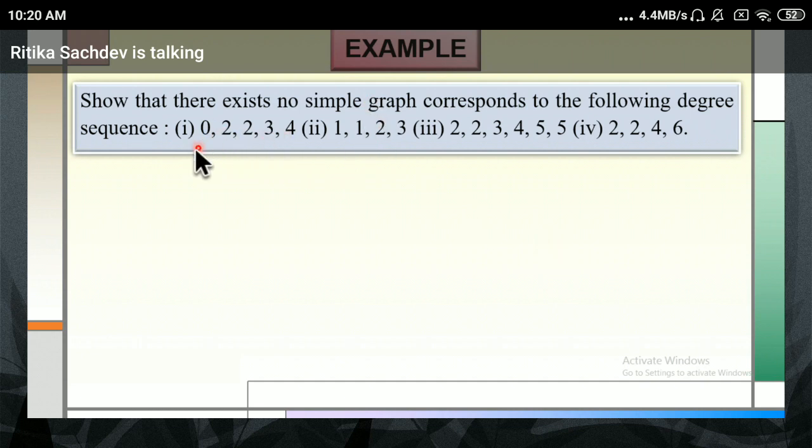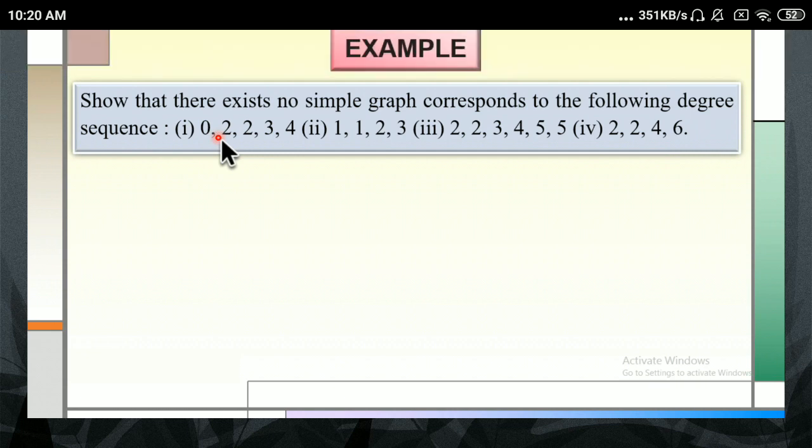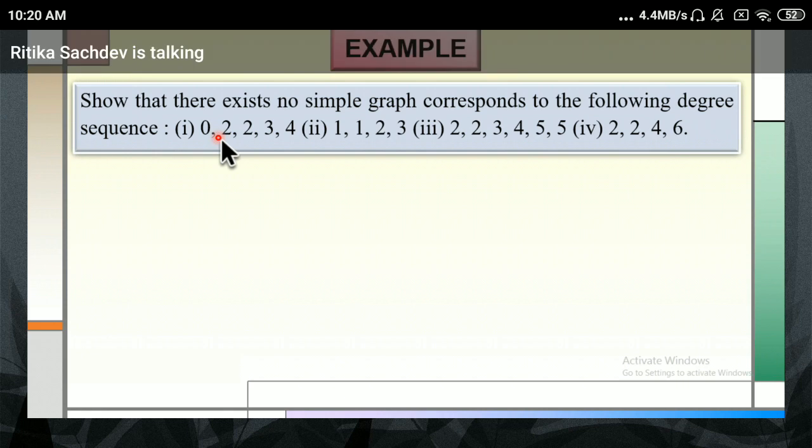That simply says that if I take the first one, 1, 2, 3, 4, and 5, so there can be 5 vertices. Is it possible to have 5 vertices such that degree of 1 is 0, degree of 2 are 2, 2, and degree of one vertex is 3, and degree of one vertex is 4? Punch in your answers whether a simple graph exists or does not exist for the first one. If you have understood your previous theoretical concepts, you should be able to answer this very quickly.